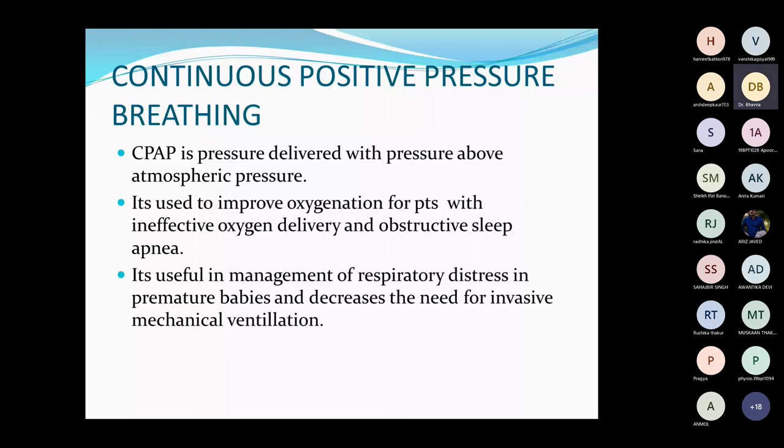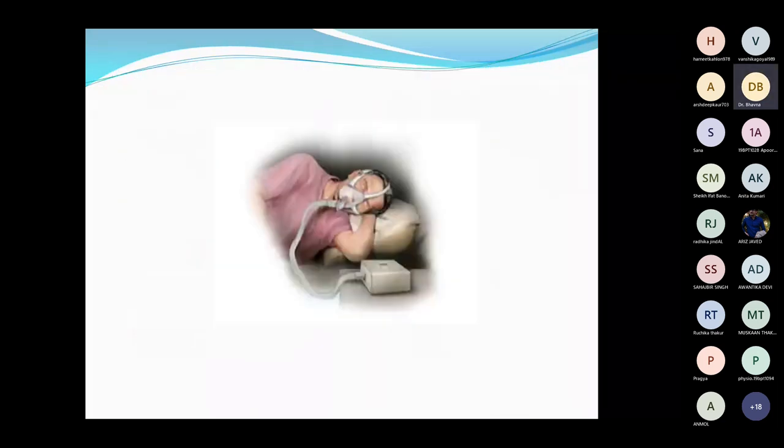It is useful in the management of respiratory distress in premature babies, and decreases the need for invasive mechanical ventilation. So the patient need not be put on the ventilator directly. CPAP sometimes fulfills the requirement. In premature delivery, many babies are already in a hypoxia stage, so to recover from the hypoxia, continuous positive pressure breathing therapy, oxygen therapy, is required. You can see the small box machine connected to the patient's nose, and the patient is sleeping, with a mask covering the mouth and the nose.